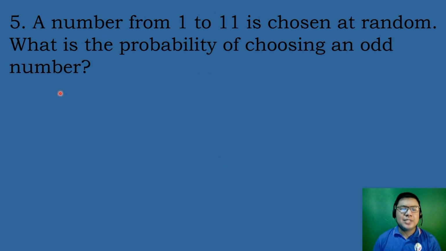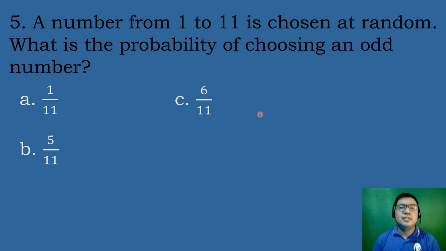Last number, question number 5. A number from 1 to 11 is chosen at random. What is the probability of choosing an odd number? Letter A, 1 over 11. Letter B, 5 over 11. Letter C, 6 over 11. Or letter D, none of the above.